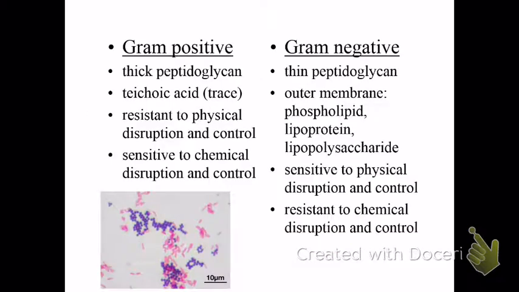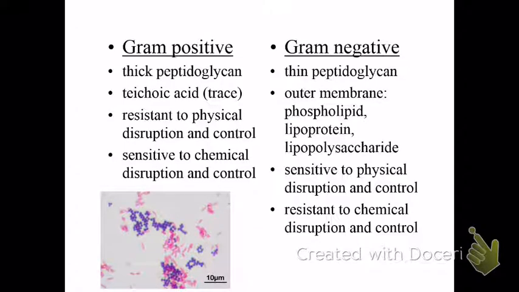Okay, gram-positive versus gram-negative. You know this from exam 1, but we're going to hit some new topics here also. Gram-positive organisms have a thick wall of peptidoglycan. Okay, this is new. They have a trace amount, that means just a small amount, of teichoic acid. Resistant to physical, think about like brushing. Okay, we're going to do a lab where we use a UV light. So write in UV light is a physical control. Gram-positive are resistant to physical controls.